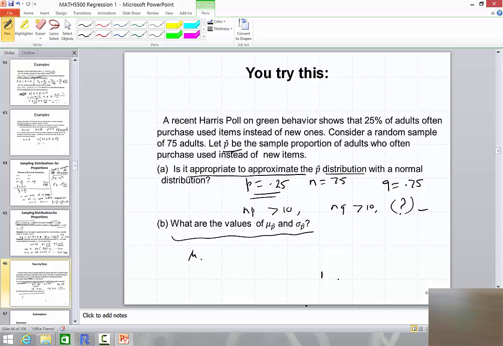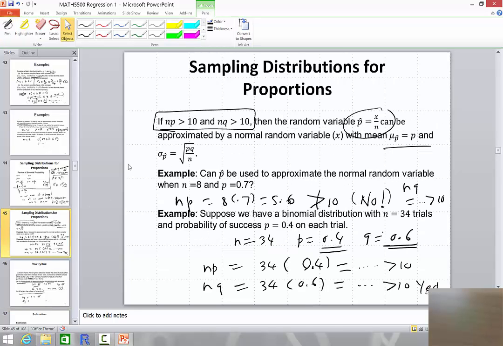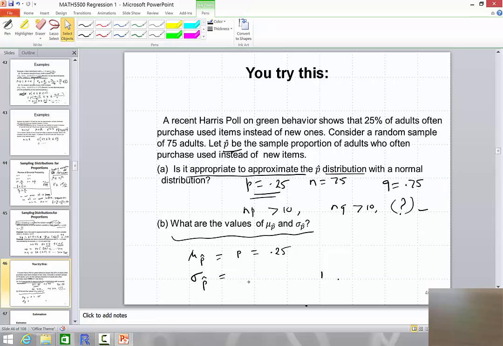The formula is mu p hat is equal to p, which equals 0.25. We are done with that, right? Now you need sigma p hat. The formula for sigma p hat is the square root of pq divided by n. Here, p is 0.25 times q is 0.75, divided by n. n is 75. This is how it is.